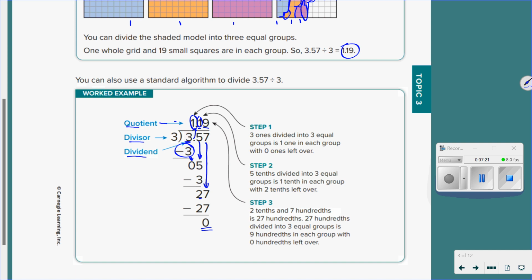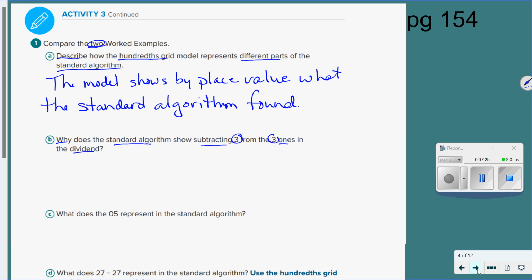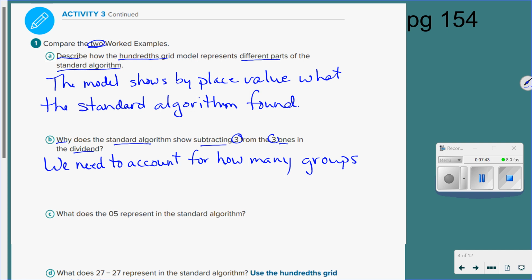Make sense? Okay. So the reason we do it, we need to account for how many times or how many groups of 3 are in 3. Because it's also going to tell us what we have left over.